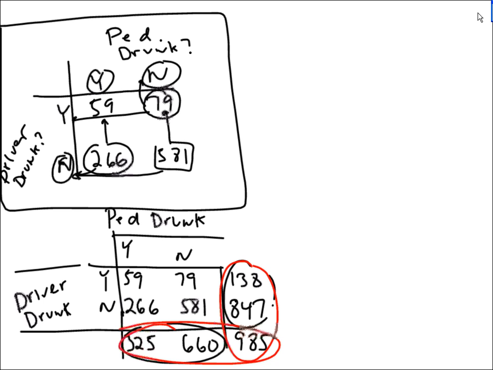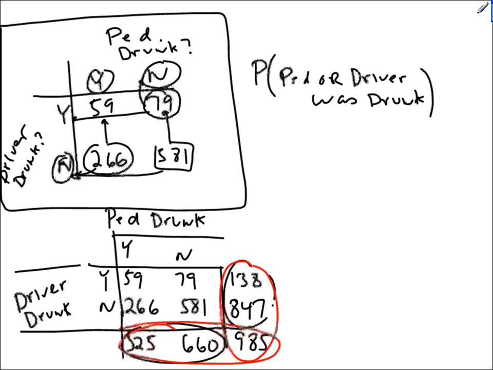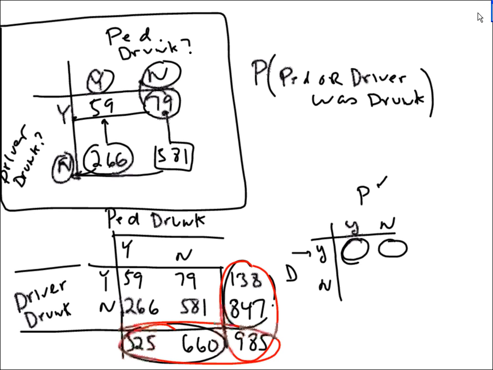Now we can ask questions about this. If one of the pedestrian deaths is randomly selected, find the probability that the pedestrian was intoxicated or the driver was. What's the probability that the pedestrian or driver was drunk, intoxicated? Okay, so I don't want to draw on this again. You have driver, you have pedestrian. Yes, no. Yes, no. Well, if the driver was drunk, it would be those numbers, because they went by the yes. If the pedestrian was drunk, it would be this number and that number.